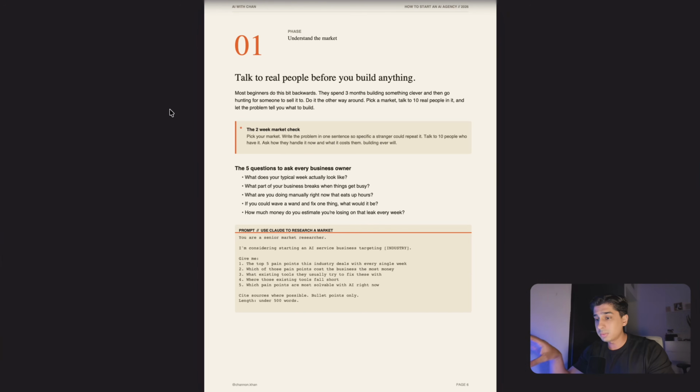And let the problem tell you what to build. When you start having conversations with these people, you will understand from these conversations exactly what problems that specific market or niche is facing. And 9 out of 10 times, if you've spoken to, let's say, even 10 people from the same company, the chances of it happening in other companies are always going to be the same. So I call this the 2-week market check.